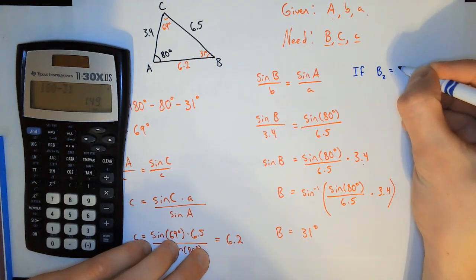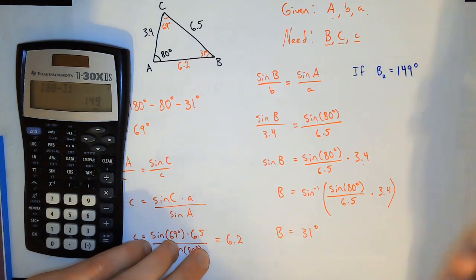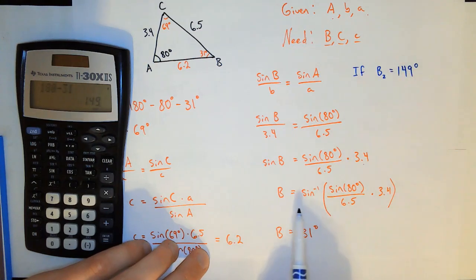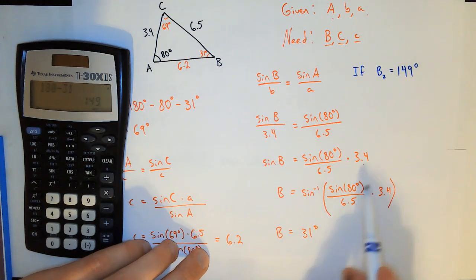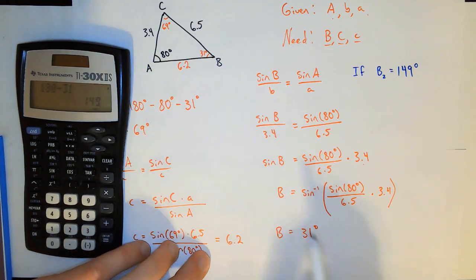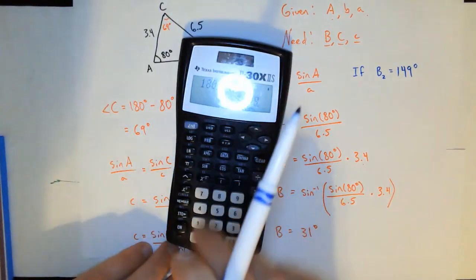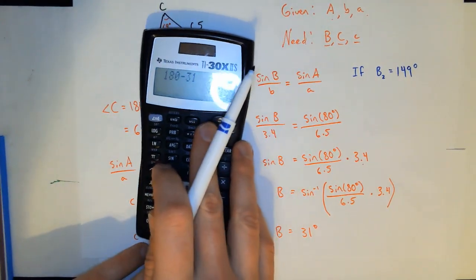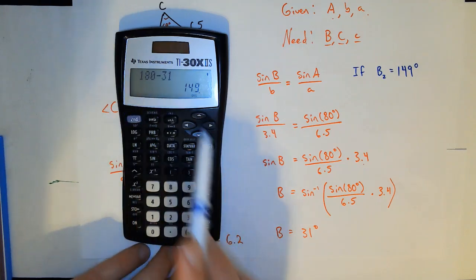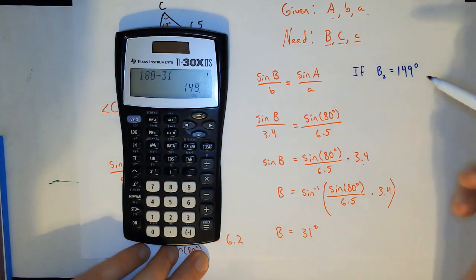If B2 is equal to 149 degrees, which I would find from this, the sine inverse operation outputs two solutions. One of them, the calculator always gives me: it's going to give me the one in quadrant 1. The one in quadrant 2, I have to find manually by taking this operation. There it is, 180 minus that angle in quadrant 1. And then I go check it.